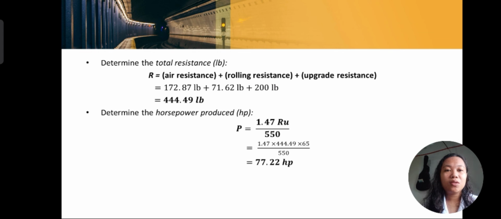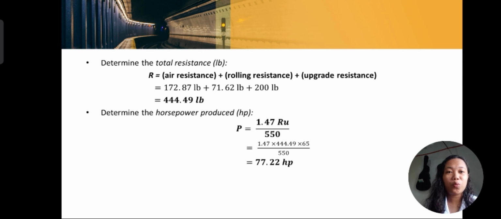The final step is to determine the horsepower produced by the vehicle to overcome all of those three resistance forces. So the formula is P is equal to 1.47 RU all over 550, where R is the total resistance given by 444.49 pounds, and U is the vehicle speed, which is 65 miles per hour. So just substitute all of those given, which gives us 1.47 times 444.49 times 65 all over 550, which is equal to 77.22 horsepower.